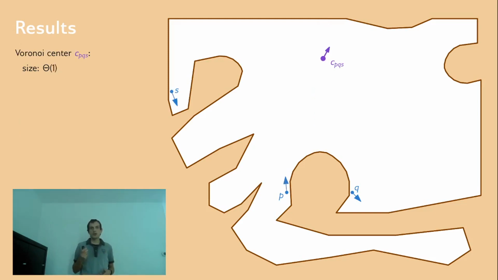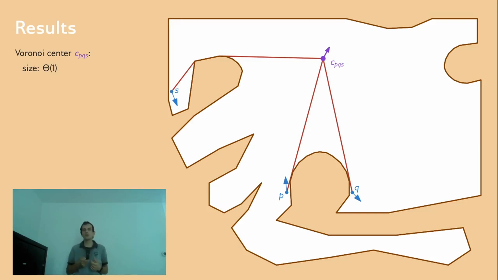Okay, so the next ingredient is a Voronoi center. If I give you 3 points, let's say P, Q, and S, then there's this Voronoi center defined by these 3 points, this point C, that is equidistant to these 3 points. In particular, these red shortest paths all have equal length. And so as P, Q, and S move, they define the movement of this point C.